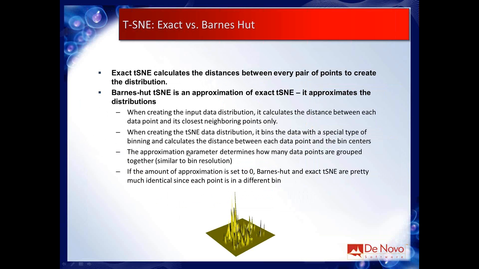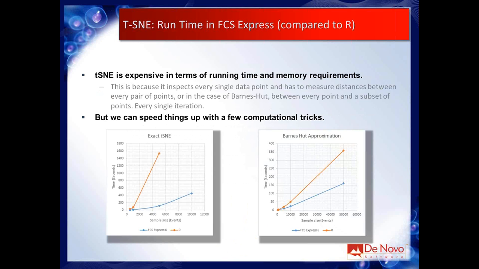The approximation parameter determines something like the bin resolution. If it's 0, every cell is in its own bin, so you're going to calculate the distance between the point and every single bin, which is equivalent to every single cell. If you have more questions about this later, you can ask. I've got some extra slides too with more details.